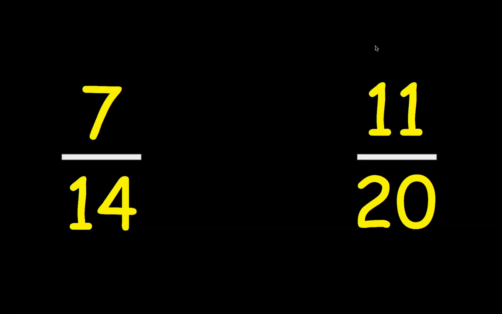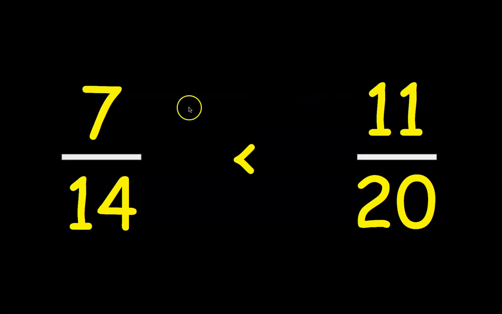7/14, 11/20. Pause and continue when you're ready. Similar to the last example, if I cut a pizza into 14 equal pieces and I eat 7 of them, I've eaten half of the pizza, you agree? So this is half a pizza. Here, I cut the pizza into 20 pieces and ate 11. Well, how much is half of a pizza that's cut into 20 pieces? The answer is 10. I've eaten an extra one. That's bigger.